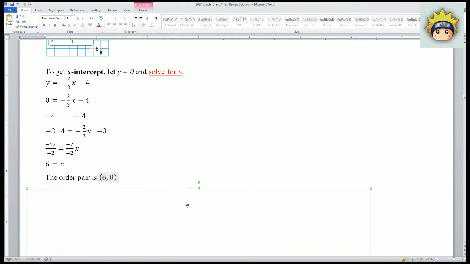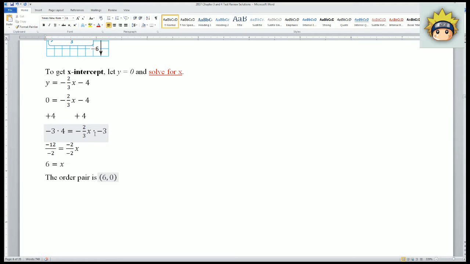To find the x-intercept, you always want to write the equation first. You let y equal 0, then solve for x. I make the substitution, y equals 0. Then I have to get x alone. I do the inverse property. The inverse property of subtract 4 is add 4. Whatever I do to the left-hand side, I do to the right-hand side. Once I do that, I simplify. I have to multiply both sides by -3, because that is the inverse property of dividing by -3. You should simplify into getting -12 equals 2x.